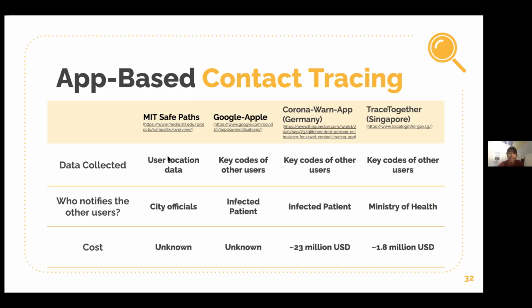So MIT's SafePaths uses your location. Basically, it stores your location on your device for, like, the day. It'll record everywhere that you've gone and the duration that you went there, and then save that into your phone. And then it'll log into this app of all the other people that are using it, and tell you if somebody else was positive and was in the same locations as you on the GPS.